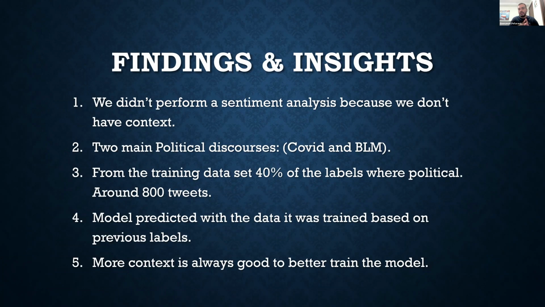We didn't perform a sentiment analysis because we don't have the context. However, that would have been a good exercise. We noticed 2 main political discourses, COVID and Black Lives Matter, specifically Black Lives Matter. From the training data set, 40% of the labels, 800-something, were labeled as political, as ones. The model predicted the data in the training data set based on the previous labels. So more context is good for better training of the model.